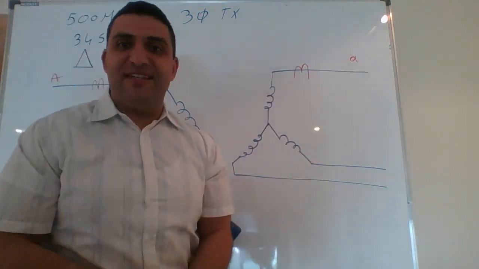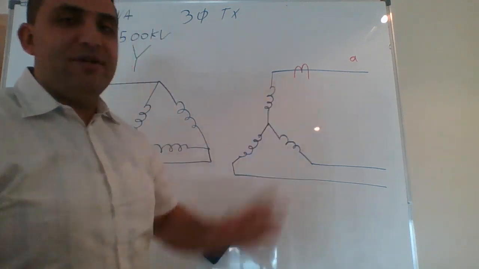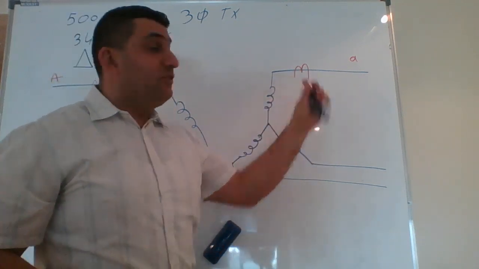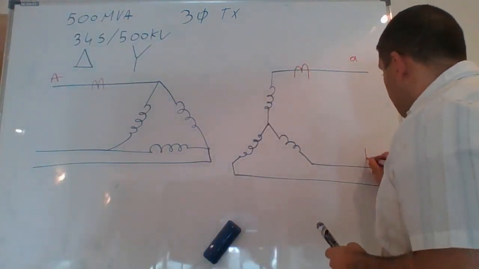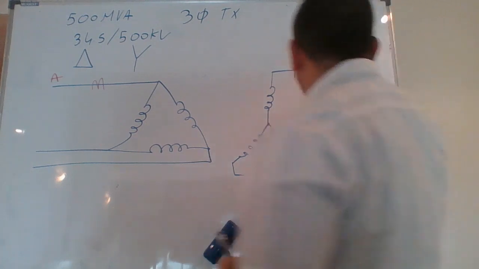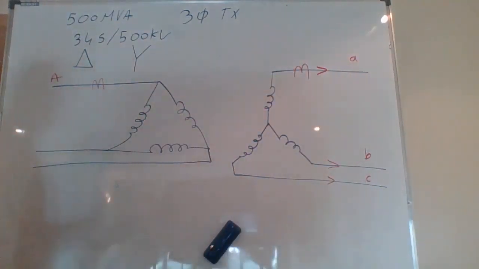How do I determine the current? Same as we did for a single phase. All I do now is determine the current. Let's call this IA, this is IB, and that's IC. I want to find this current. How do I find this current?